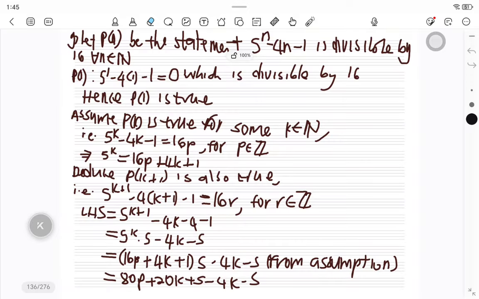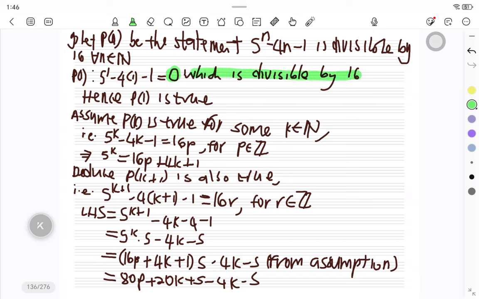They told us that 5 to the n minus 4n minus 1 is divisible by 16 for all n element of the natural numbers. Now we're going to let P of n be the statement. Then we copy the statement, all of it, right? Then after copying that entire statement, we start plugging in the first number, which is 1. If we plug in 1, we get 0, which is divisible by 16. 0 divided by 16, we get 0. There's no remainder, right? Hence, P of 1 is true.